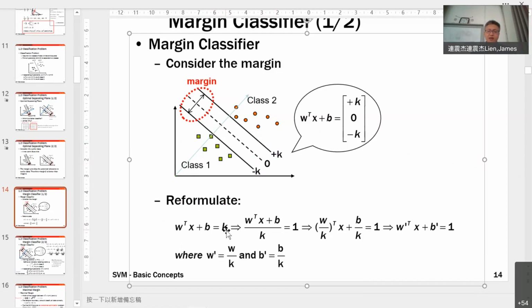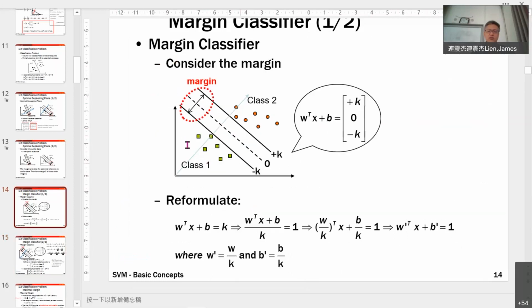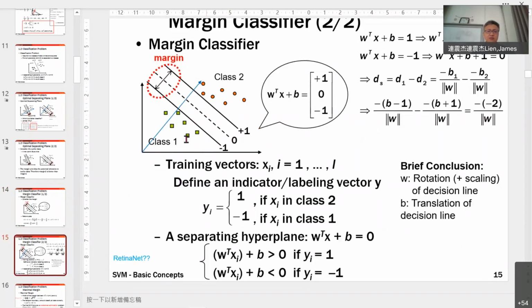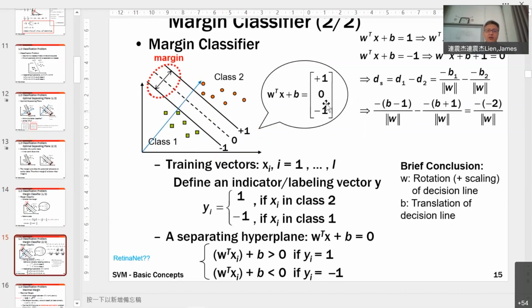If we divide by k, because k is a scaling term, a constant term, you'll find this becomes w prime x plus b prime equal to 1. Because it's a constant term, it equals 1. Originally it was this equation, but for each parameter we divide by k. 每个参数都 divided by k，那不会影响。So the margin will be plus 1 and minus 1, which is what we need. The original three lines become the same three lines, but now they are plus 1, 0 and minus 1.